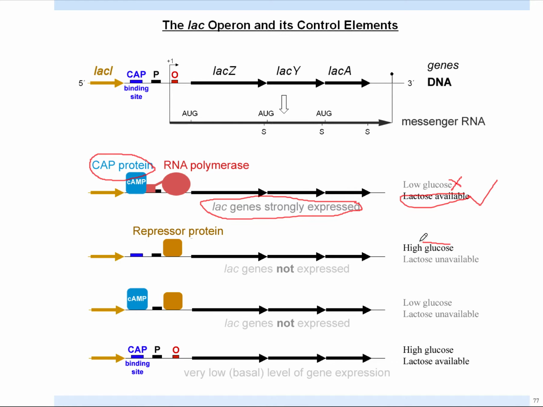However, if you have a lot of glucose available and you don't have lactose at all, then there's no point in expressing these genes. So it's actually repressed. You have a repressor protein that attaches and prevents the transcription of the genes. However, if you have an instance where there is also no lactose and glucose is very low as well, it is also repressed. So this is repressed.